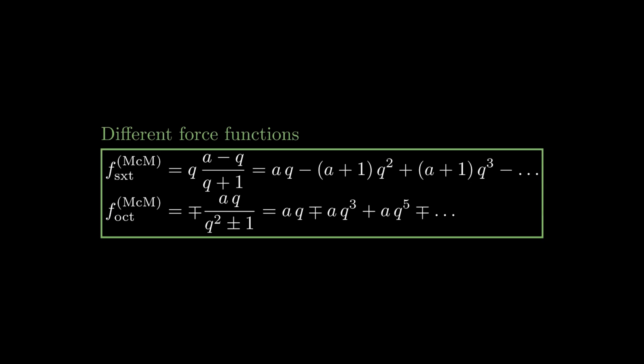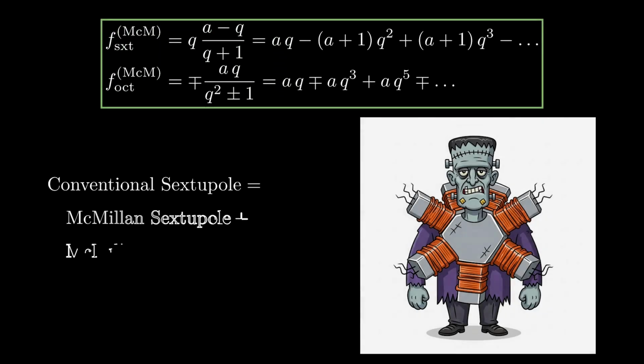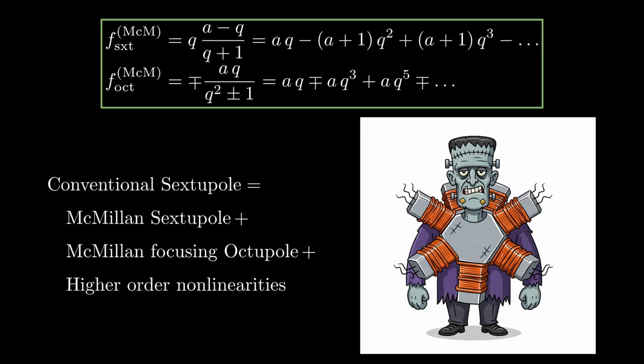Looking at the power series expansion of the kick for the McMillan sextupole, we see that this basic nonlinearity includes not only the linear term proportional to q and the quadratic term proportional to q squared, which corresponds to a conventional sextupole by the way, but also higher order terms, including the canonical octupole. Importantly, the opposite is also true. When decomposing the kick from a conventional sextupole into McMillan multiples, we find that it contains both a McMillan sextupole and a McMillan octupole. This explains why the detuning for this magnet is so non-trivial.